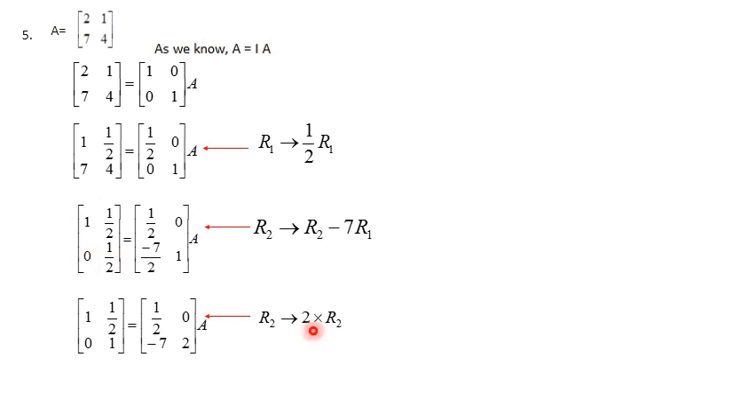2 into 1 by 2. Here you see 2 into R2. 2 into 1 by 2, that is 1. Here also 1 by 2, 0 remains the same. Next, 2 into minus 7 by 2. 2 cancels, becomes minus 7. Then 2 into 1, that becomes 2. So almost 75% is over.